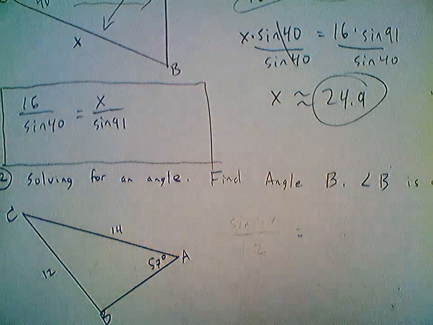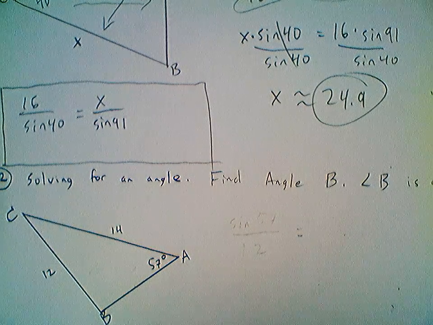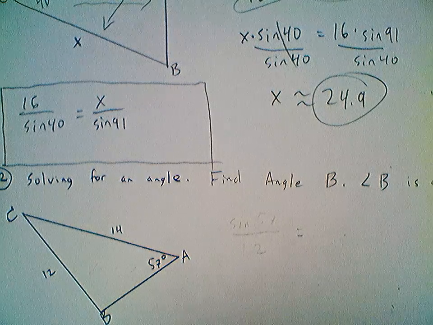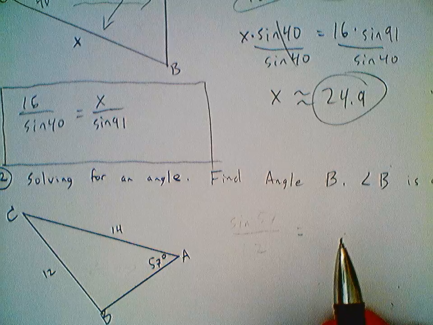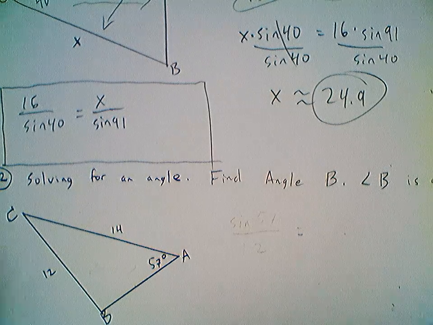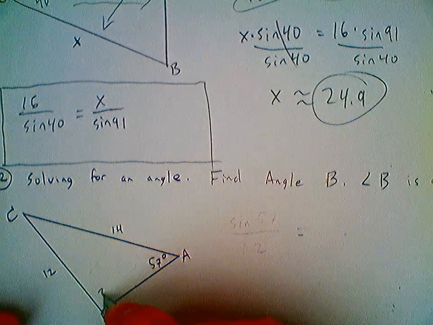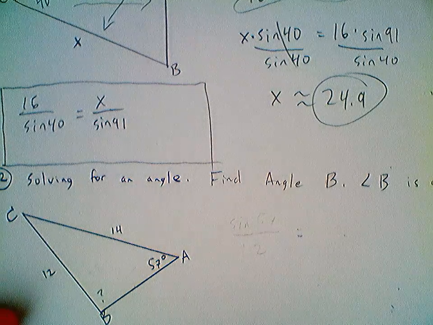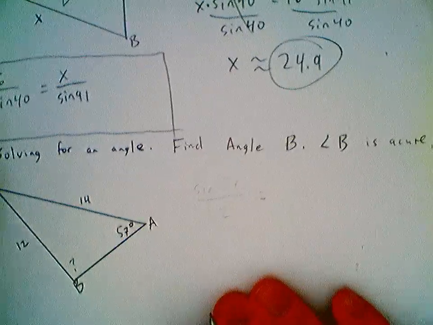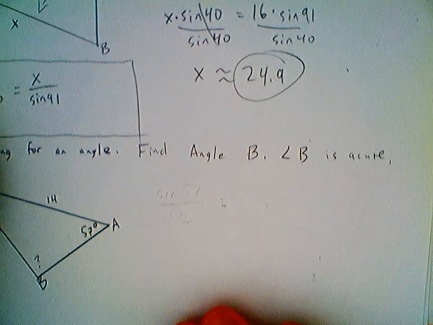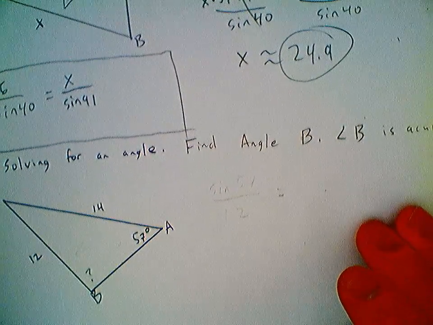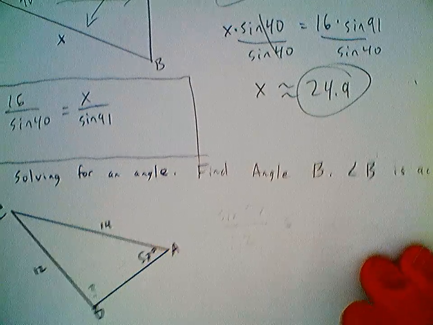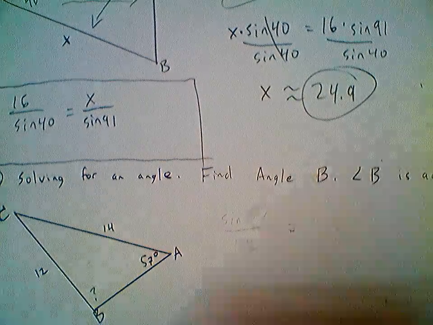So we've looked at how to solve for a side using the law of sines. The next thing we're going to look at is how to solve for an angle using the law of sines. So here's our triangle that we're given, and we are asked to solve for angle B. We're also told that angle B is acute. So let's see if we can set this up and solve for angle B.